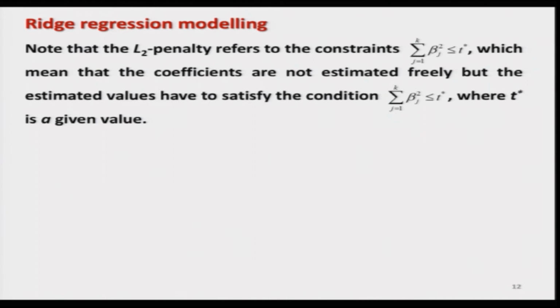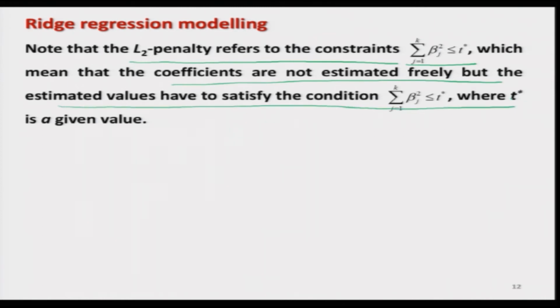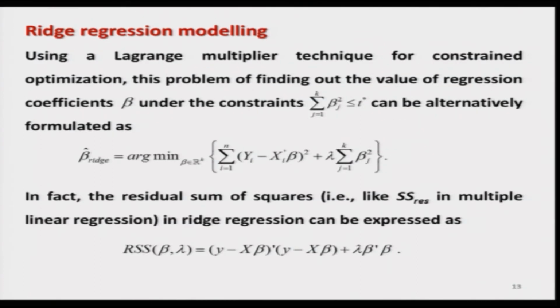So, this is what exactly I have written here: this L2 penalty refers to the constraint, summation beta j square is less than or equal to t star, which means that the coefficients are not estimated freely, but the estimated values have to satisfy this condition. And because of this 2 we will call it an L2 penalty. Okay, so now you have understood this thing.